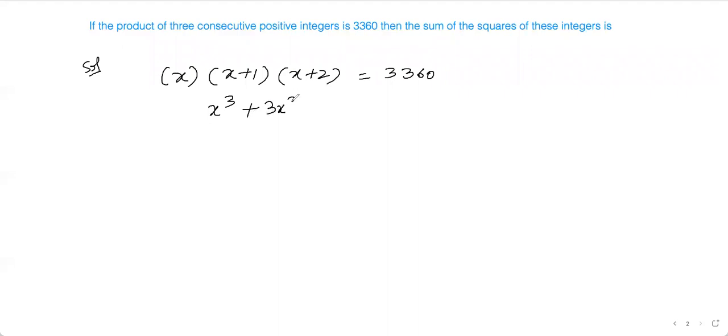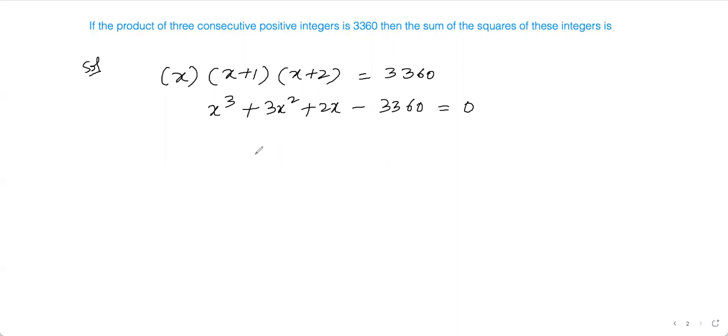Here we have another problem. Let us look into this problem. Now, if we consider the product of three consecutive numbers, that would be X, X plus 1, X plus 2, which is equal to 3,360. So this would result in X cube plus 3X square plus 2X minus 3,360, which is equal to 0.